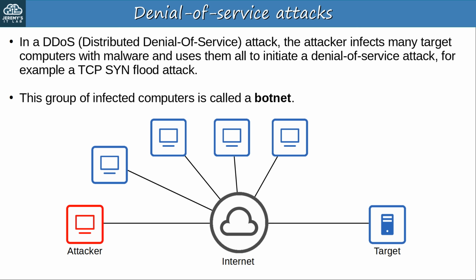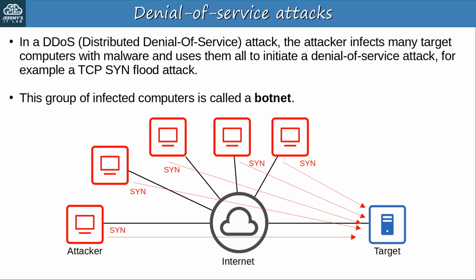So, in this example, the attacker could, through separate attacks, infect these PCs with malware. Then, altogether, they start flooding the target with TCP SYN messages, so the target server is no longer able to respond to legitimate TCP connection requests. So, to summarize denial of service attacks, they attack the availability of a system, the A of the CIA Triad.